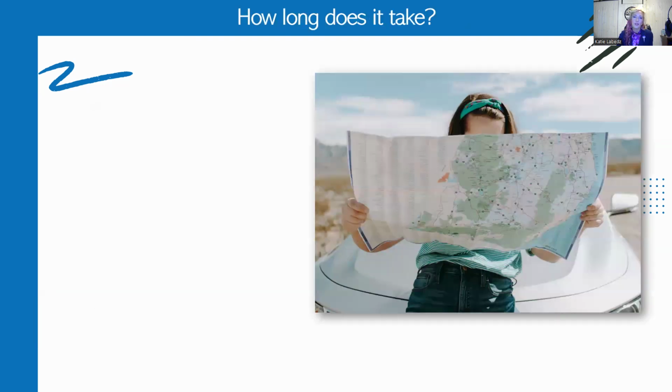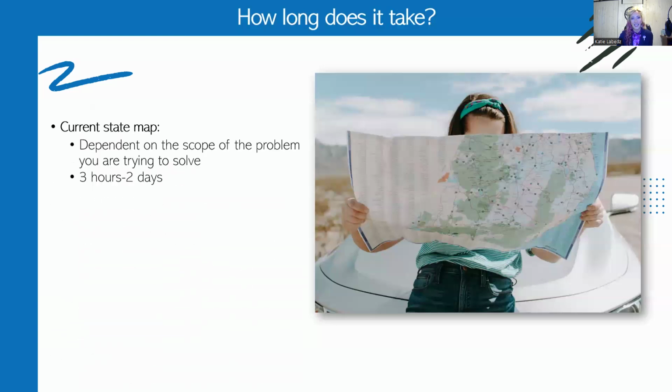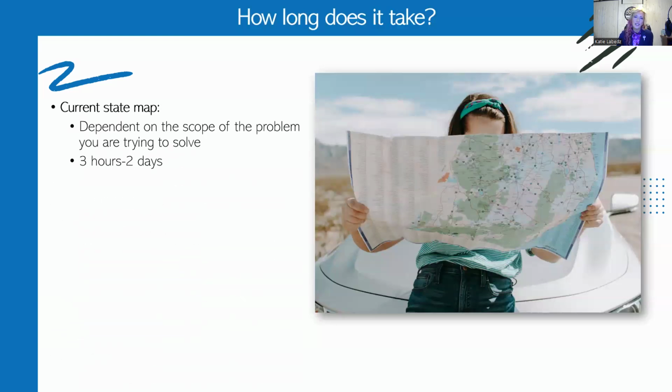Another question that we also get is, how long does this take? So for a current state map, again, this is generalized based on over 20 years of experience. Depending on the scope of the problem you're trying to solve, it can take 3 hours to 2 days to do a current state map. Again, try not to boil the ocean.